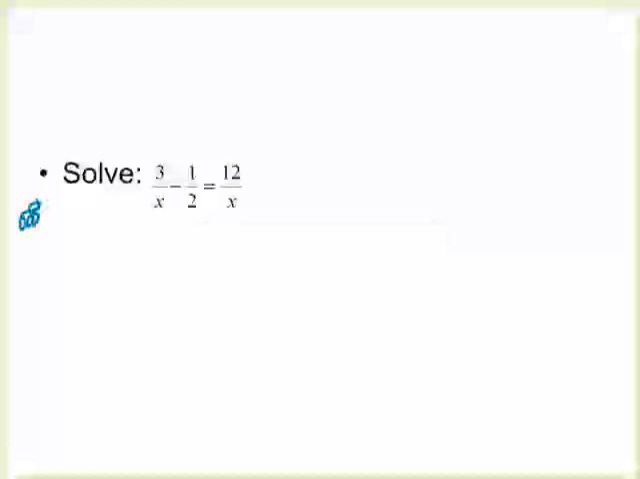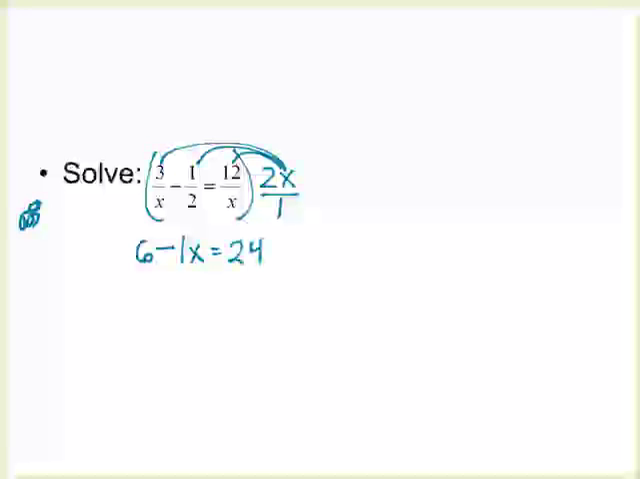Okay, so our least common denominator here is going to be 2x. We can think of that as being 2x over 1. When we multiply the first fraction, the x's would cancel, leaving the 6. Multiply the next fraction, the 2's would cancel, leaving 1x. And the last one, the x's would cancel, leaving 2 and 12 is 24. Subtract 6 from both sides. And divide by that negative 1. Gives x is negative 18.